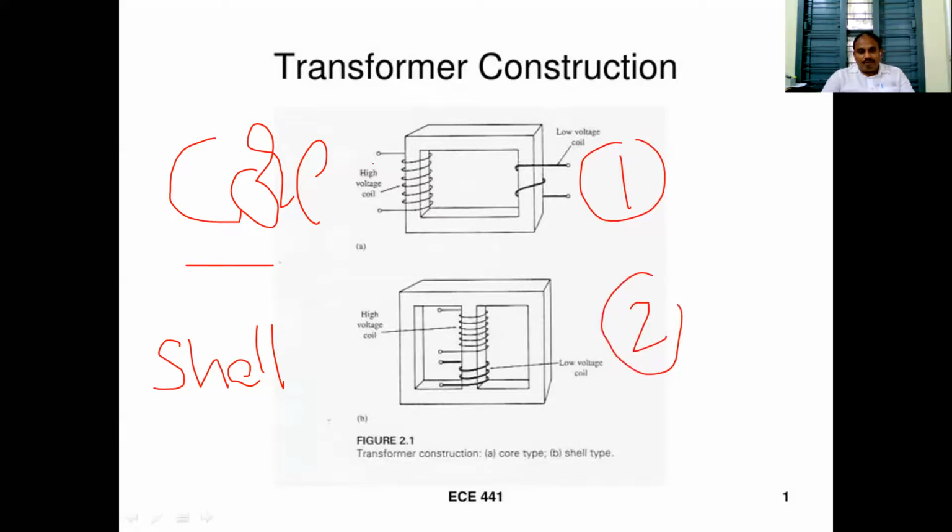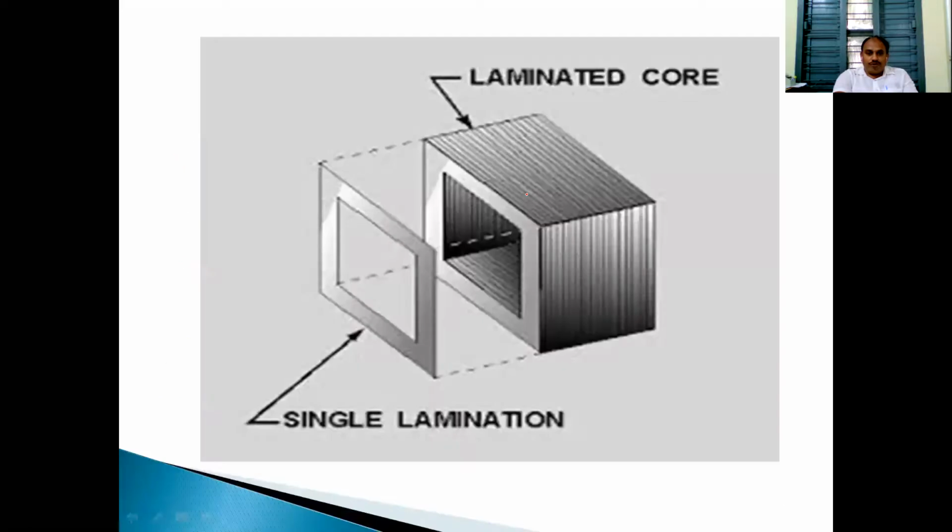See, in a core type transformer we have two windings placed on two limbs. That means in a core type transformer, the winding is made on the core, but in a shell type transformer, the winding is made on the central limb, and the outer limbs protect this winding. In this we have two windows. In this we have only one window. Core type: one window. Shell type: two windows.